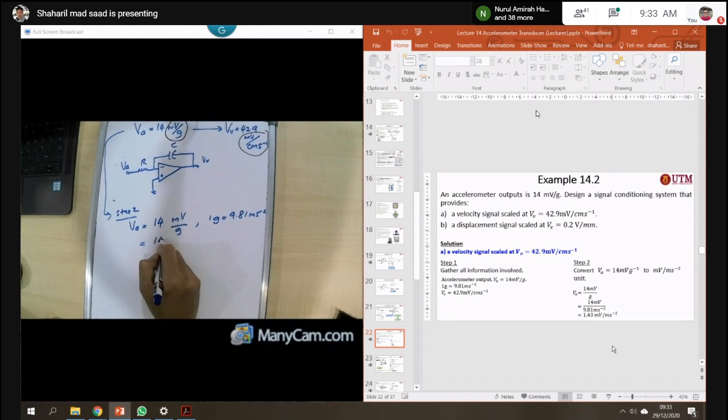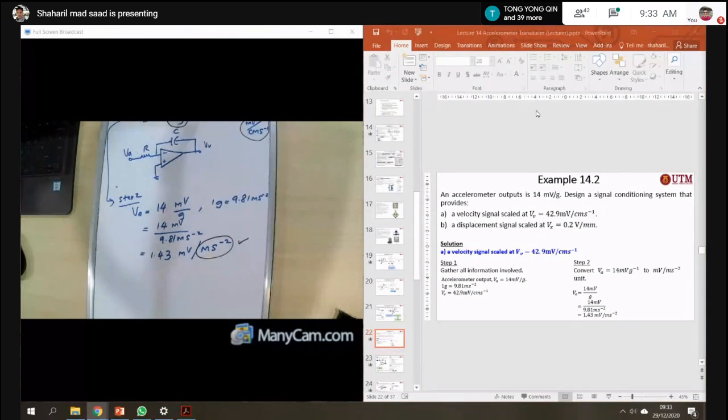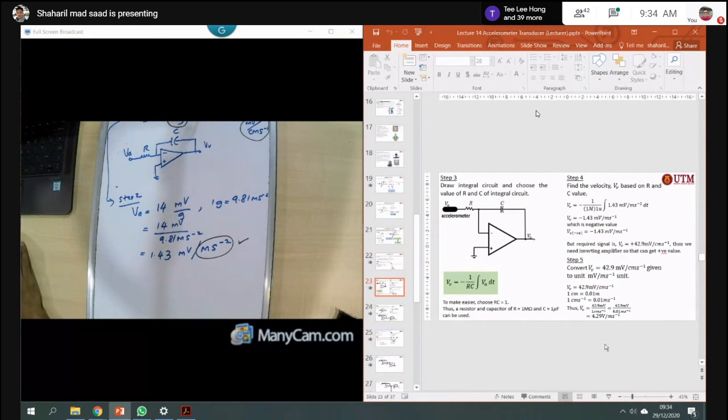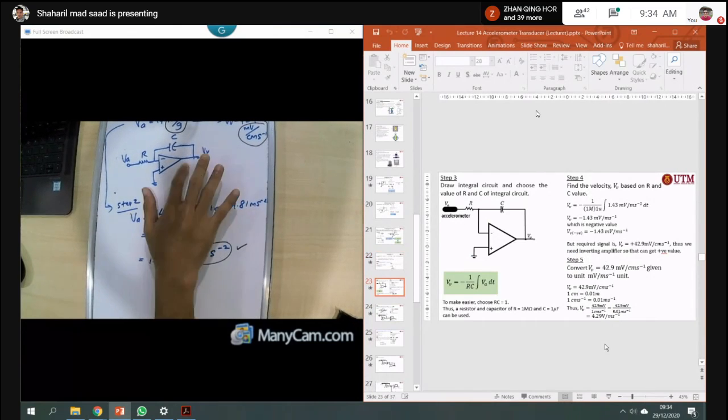So that means your 14 millivolt here, you divide with 9.81 meter per second squared. Now you get 1.43 millivolt per meter per second squared. The more important thing is the unit. The unit for acceleration must be meter per second squared. Good, then we are done. Next, step number 3, you just draw your integral circuit, like this one.